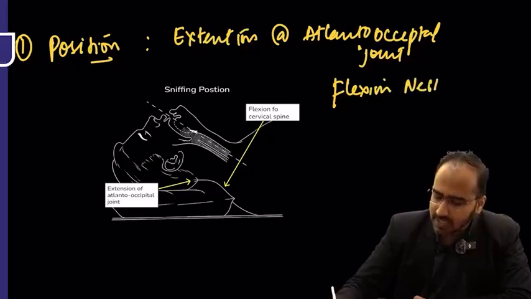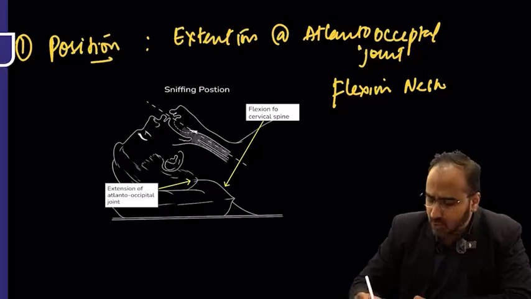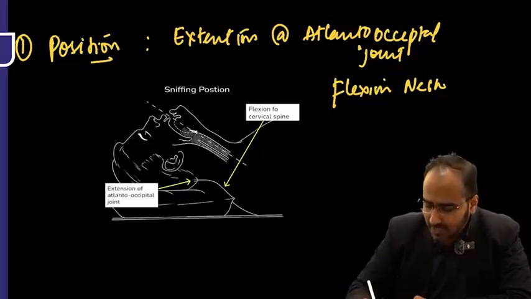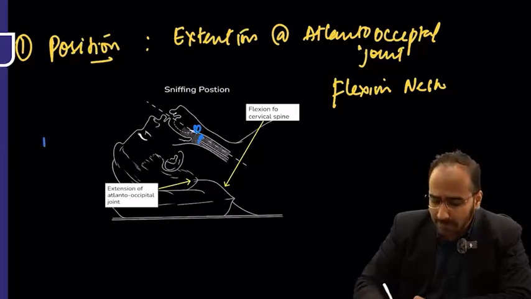Flexion at the neck or cervical spine. Okay? When you give this position, what will happen? Two axes will come together, the oral as well as the pharyngeal axis. That will basically give you a good vision of the vocal cords. This is used for a normal person.